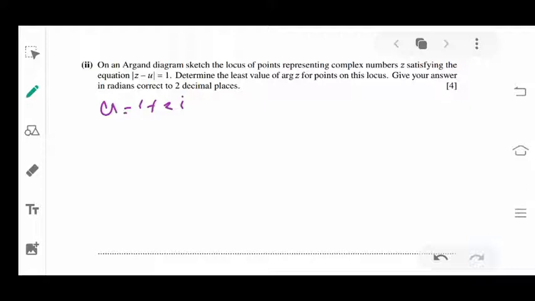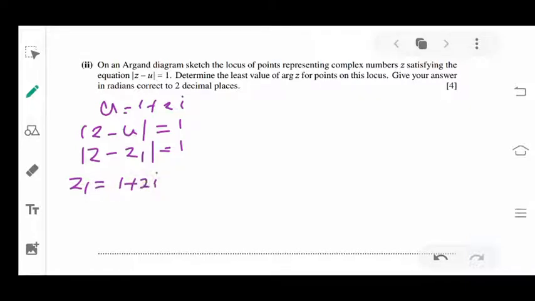So our equation is given as |z - u| = 1. And this equation represents a circle because it is in the form |z - z1| = 1, where z1 is u, which is 1 + 2i. So we can say z1 is 1 + 2i. That means it represents the center of the circle, which is (1, 2), because the x value is 1 and the y value is 2, and the radius is 1.